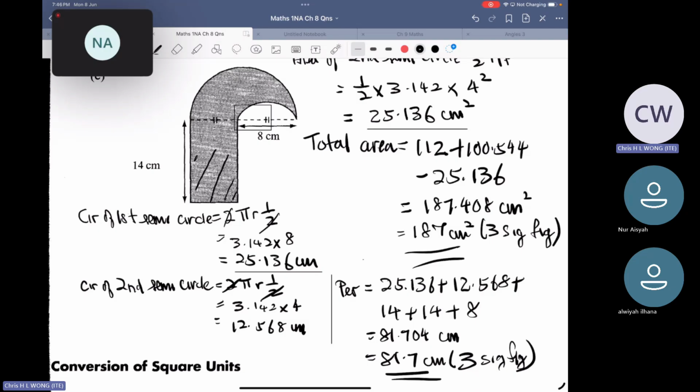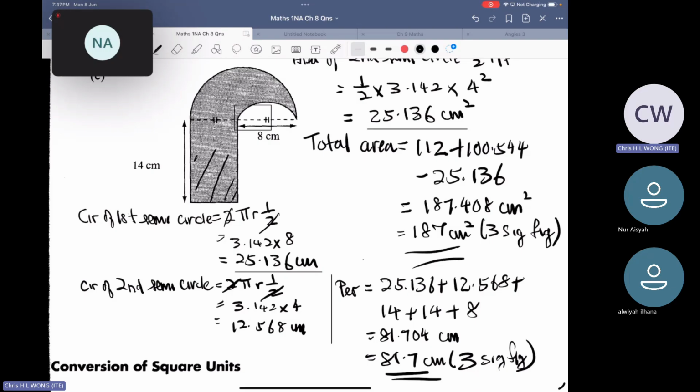So, I have 25.136 plus 12.568 plus 28 plus 8. 8 plus 8? 8 only. Yes, but I said, oh, no wonder, 73.704. You know why you only add one 8? Because there's a curve there, right?